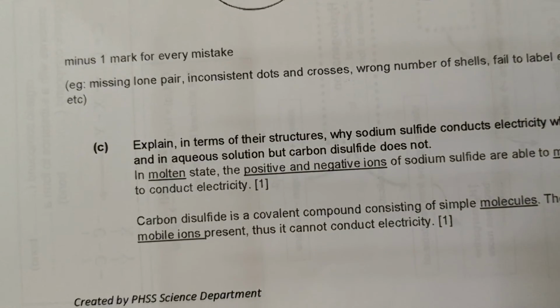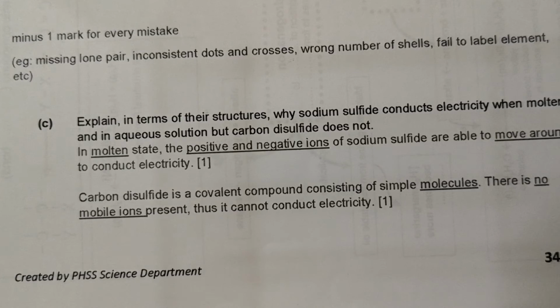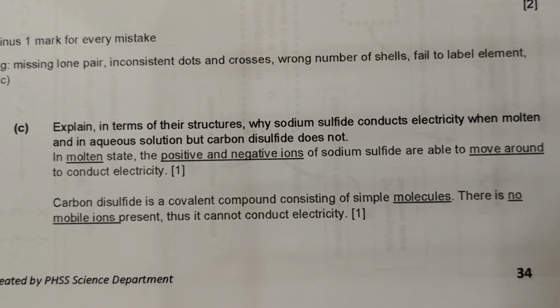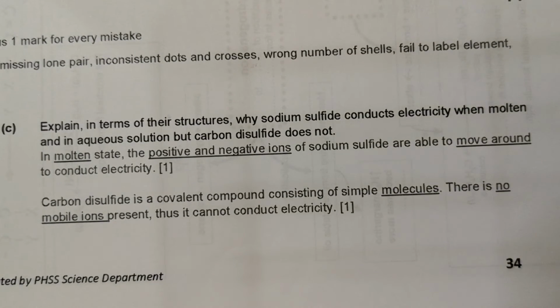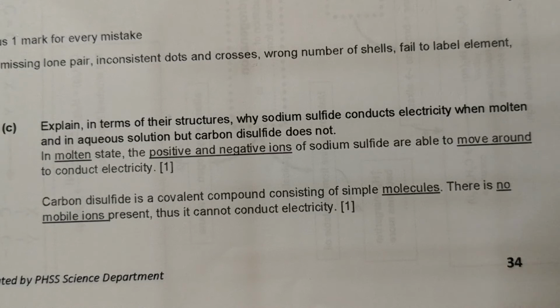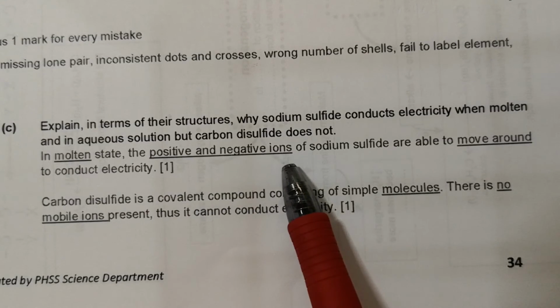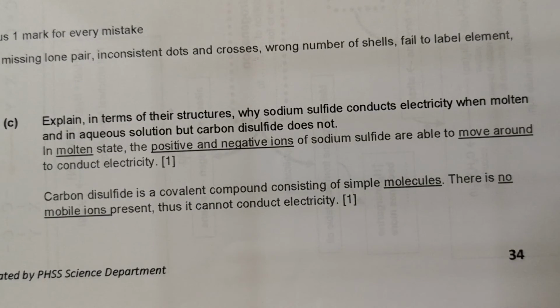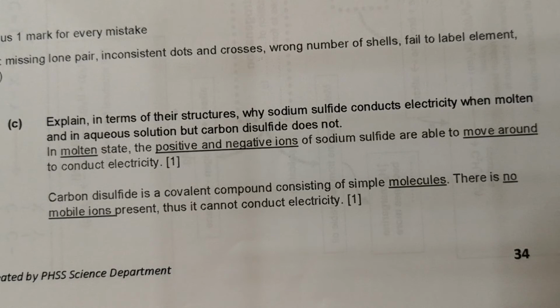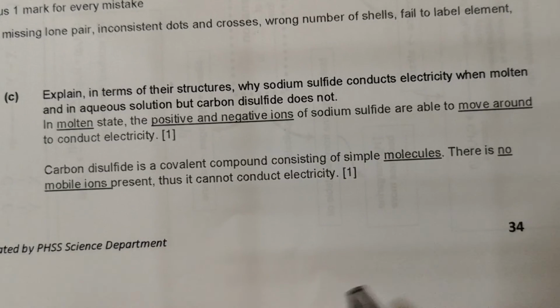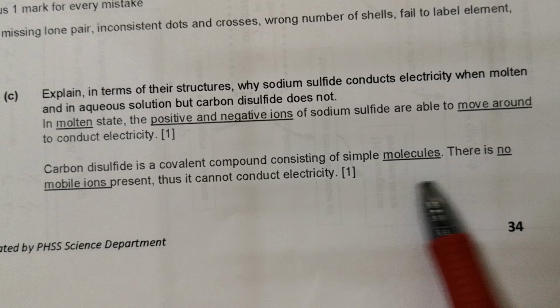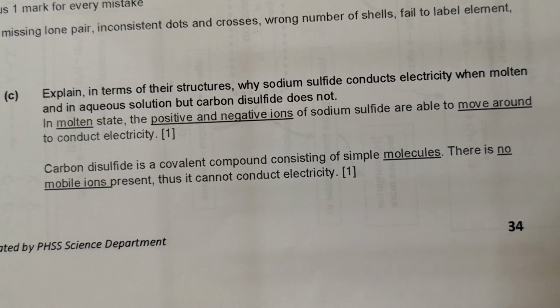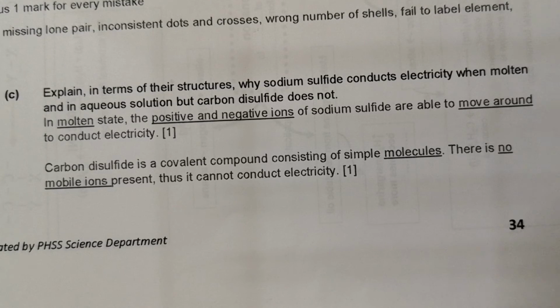Next: explain in terms of their structure why sodium sulfide conducts electricity when molten and in aqueous solution, but carbon disulfide does not. This is very similar to the previous question. In molten and aqueous state, the positive and negative ions are able to move around to conduct electricity. That means the strong electrostatic attraction forces have been overcome. For carbon disulfide, a covalent substance, it consists of simple molecules, a simple molecular structure. There are no mobile ions present, hence it cannot conduct electricity.